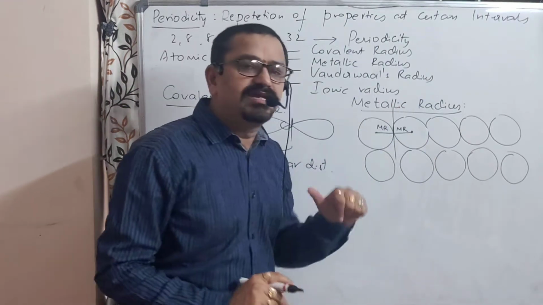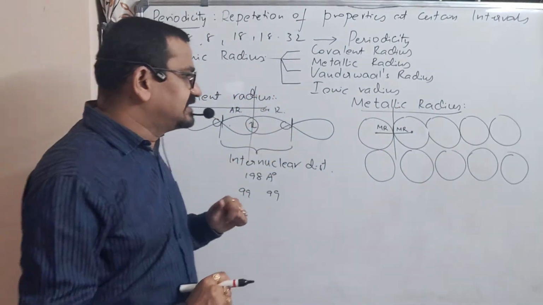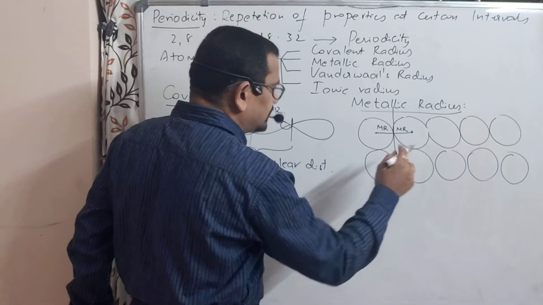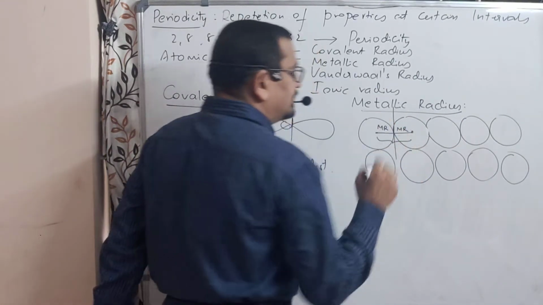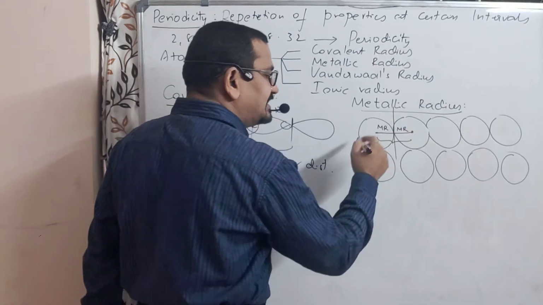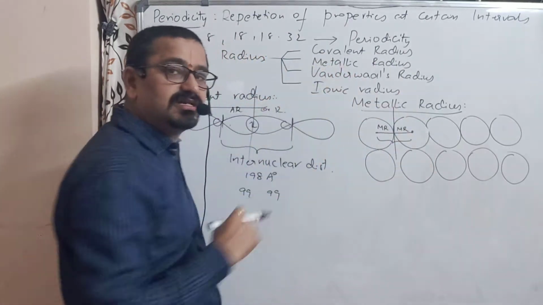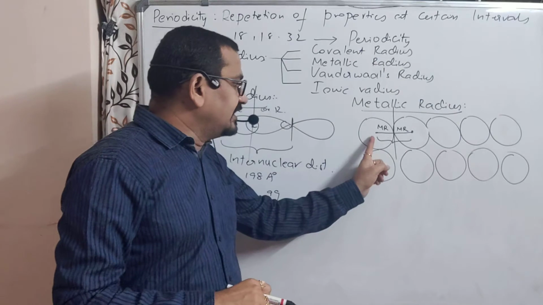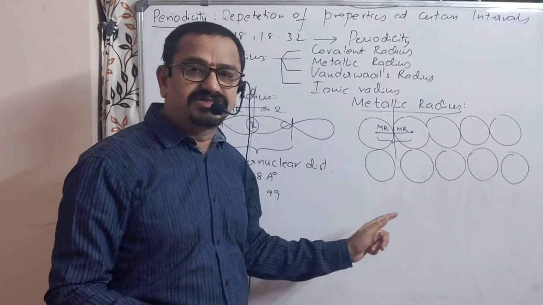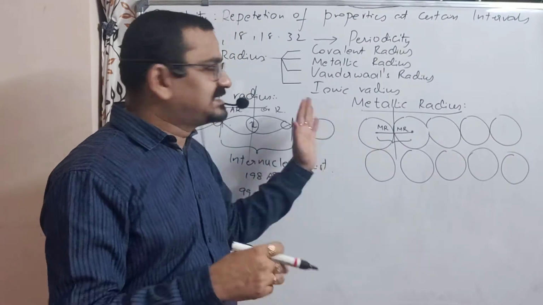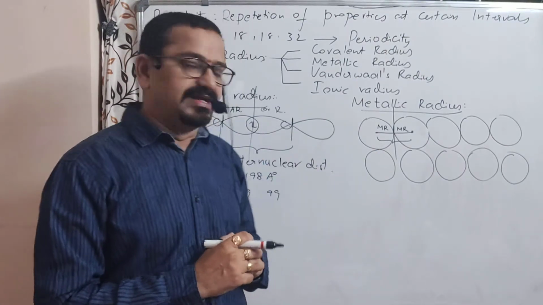So what's the definition we can give for metallic radius? Half of the internuclear distance between two adjacent metal atoms in a metal crystal. Half of the internuclear distance between two adjacent metal atoms in its crystal lattice, or in a metal crystal, is said to be metallic radius.